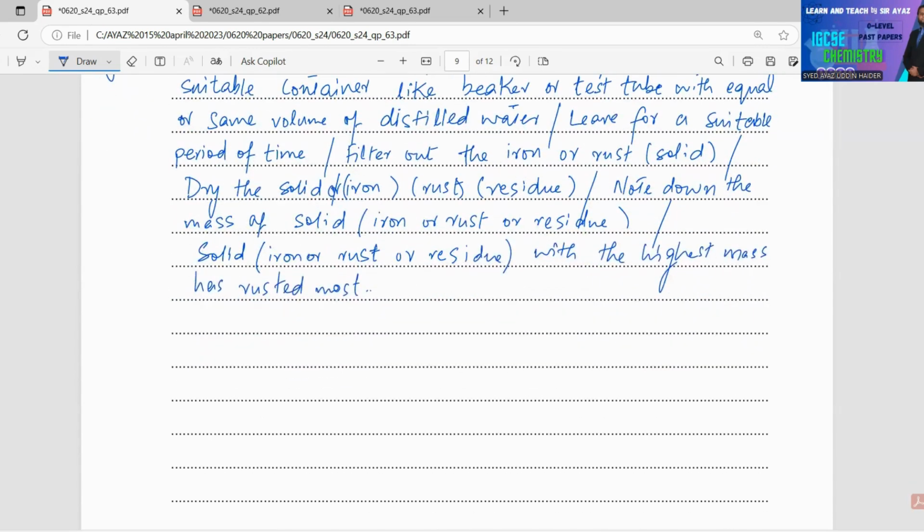Are you going to get it? You will get it by doing this calculation. In order to calculate the change in mass, final mass minus initial mass. This will give you a better idea which one has rusted most. This will also reduce anomalies and increases the accuracy of this experiment.